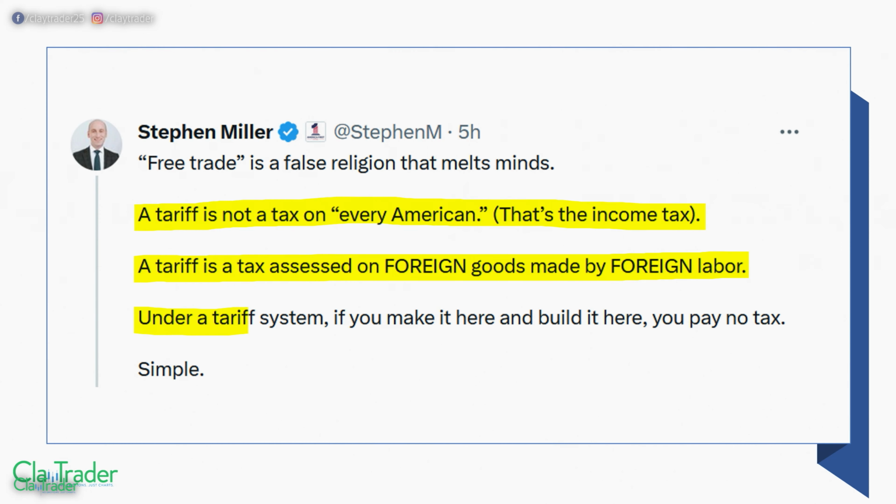So if your country is, in economic terms, importing some sort of good, then that good is going to be taxed. So sure, you as an American, it's not like you're getting hit with a tax. No. It's the people outside your country, the people shipping in that product. They're the ones getting taxed. So again, that is true. Under a tariff system, if you make it here and build it here, you pay no tax. Simple. Again, that is true. And the here refers to the USA.